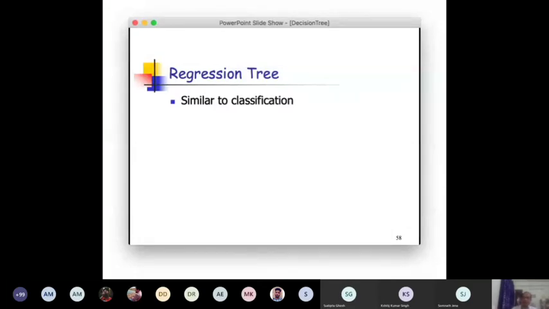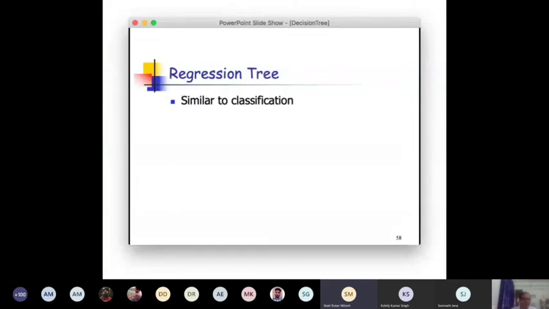Is there any question? Sir, can you give some intuition on how this Gini index measures the same thing as entropy? Exactly not the same thing, but it's an impurity measure.